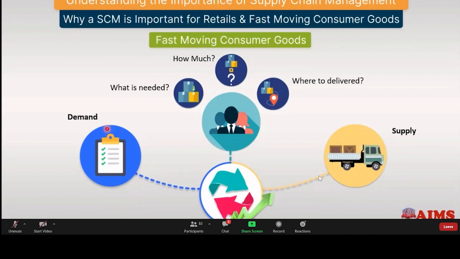Kasi, syempre, kung alam natin ang demand, alam natin kung ano yung kailangan, what is needed, how much yung price ng product, and saan natin siya i-deliver. It's part of the supply chain to know kung saan mabenta yung product para yung allocations of product is distributed based on its business shares. And also, yung supply natin is intact dun sa requirement natin.